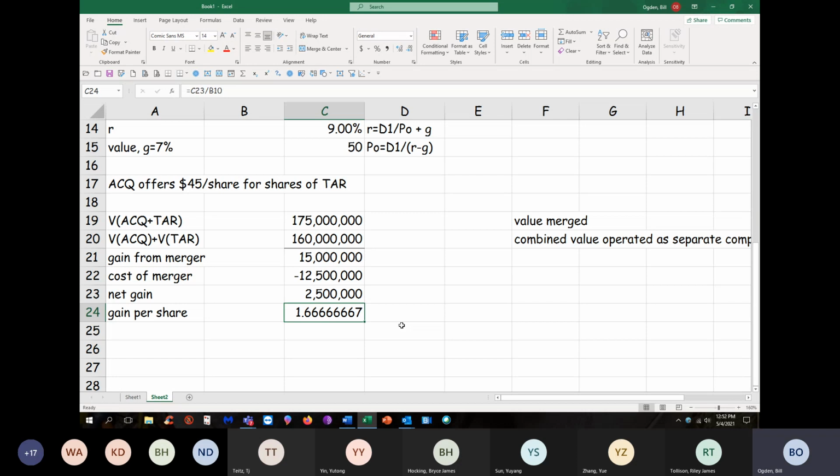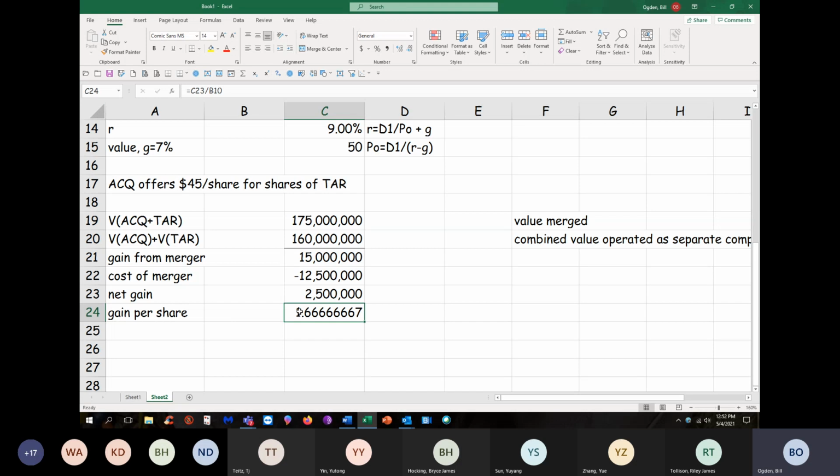Okay. And what happened to the former shareholders of TAR? Well, there was a rock song years ago, and one of the verses was take the money and run. And that's pretty much what will happen to TAR's shareholders. They will take their $45 a share and they're done. They have nothing to do with ACQ anymore. Okay, but what happened to the 1.5 million current ACQ shareholders? What's the wealth effect for them?